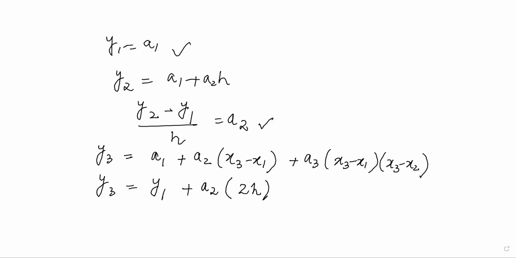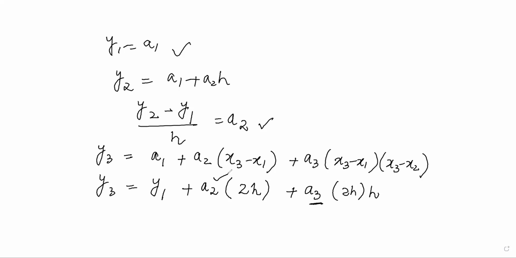Okay, a3. So plus a3, no problem. x3 minus x1 is 2h, and x3 minus x2 is h. So this is 2h square. So from here we can find the value of a3 because we already know the value of a2.